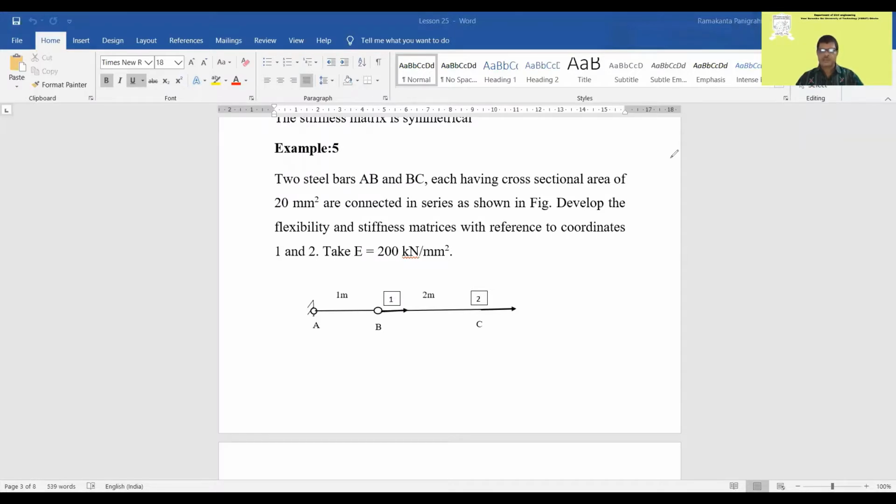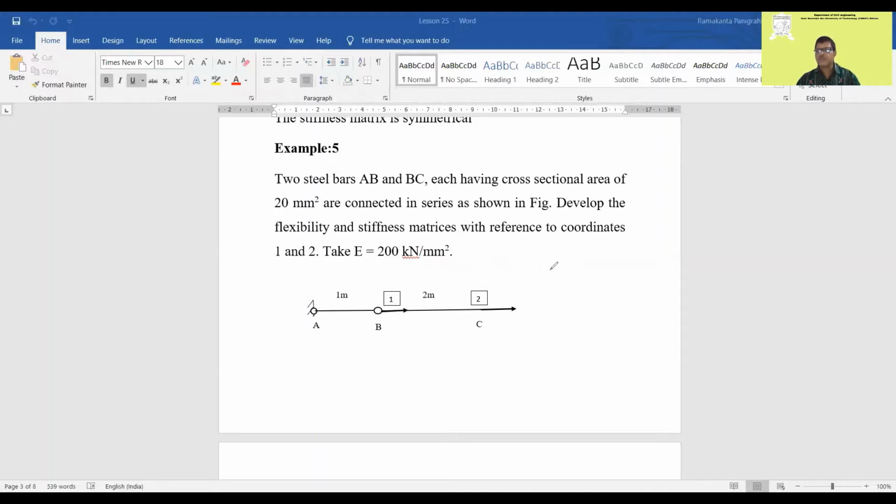Hello students, in this class we'll discuss the stiffness matrix for truss members and for trusses. We'll first develop the stiffness matrix from the basic concepts. Then we'll go for a generalized stiffness matrix for any truss member inclined at any angle. And then we'll apply this generalized stiffness matrix to one problem. We'll develop this class stiffness matrix for trusses.